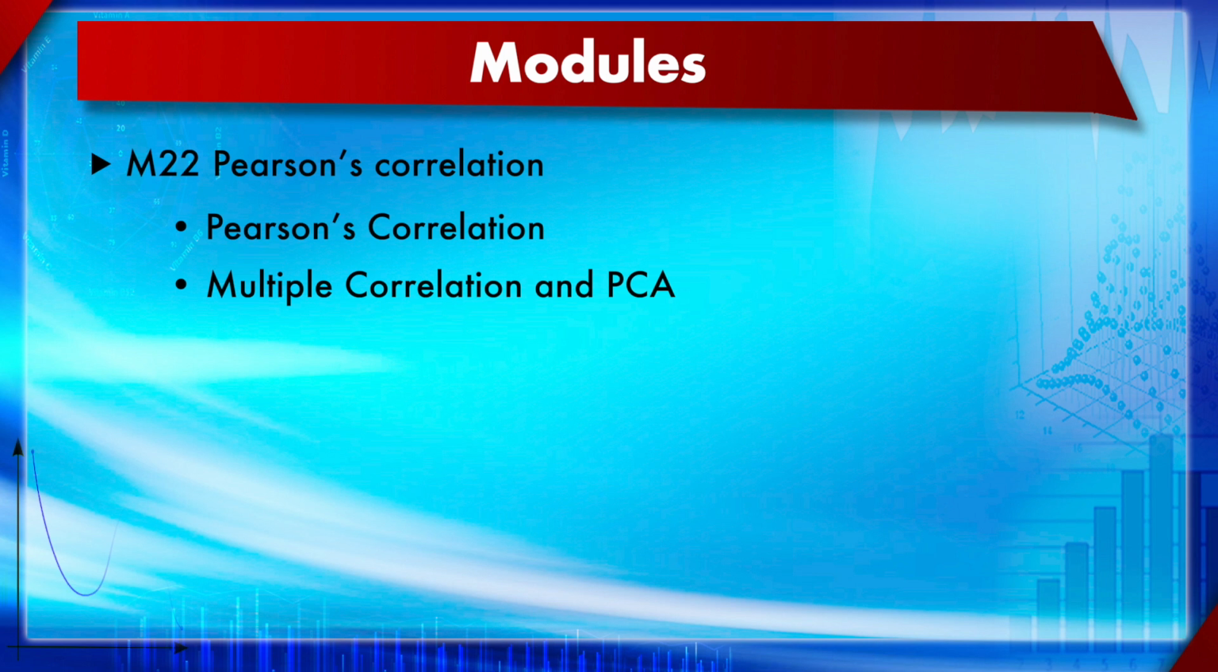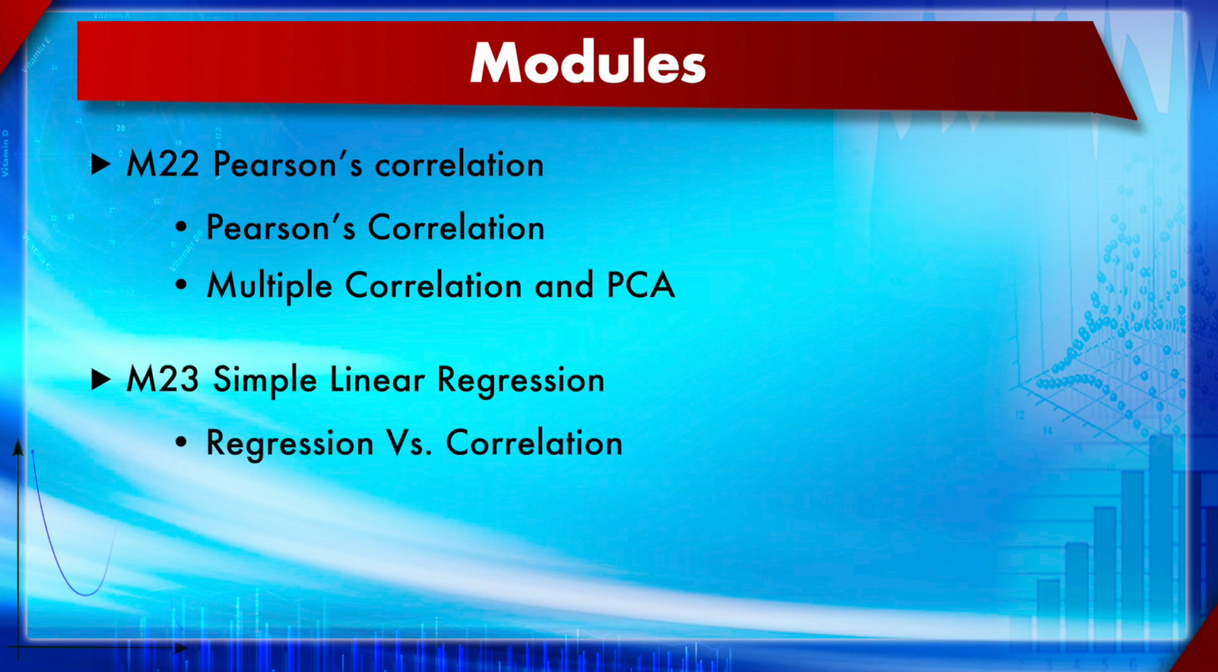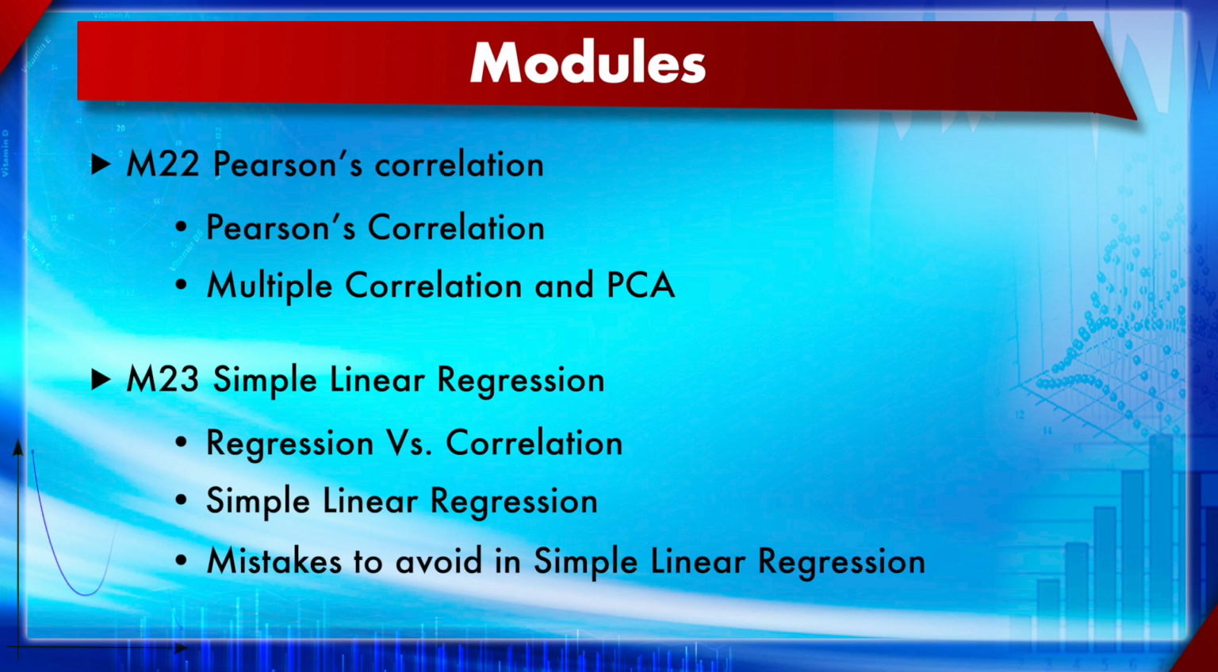In the second module, that is module number 22, we learned how to do simple linear regression by hand as well as by the software, of which there are 3 subsections. In the first subsection we dealt with regression versus correlation, the major differences between these 2 methods. In the next section we learned how to perform the simple linear regression, and the third one was about the mistakes to avoid when you perform the simple linear regression.